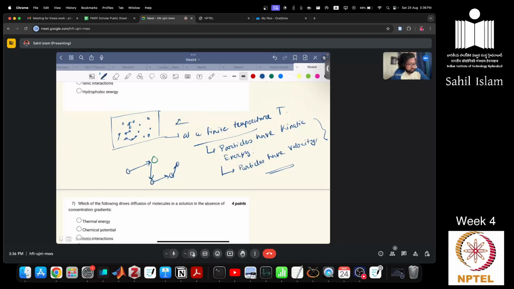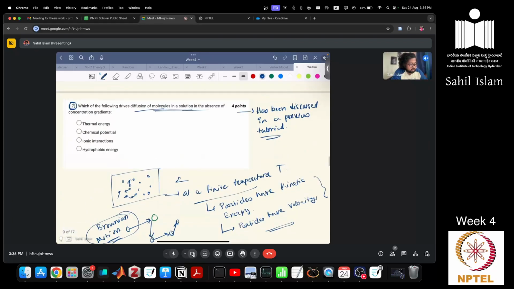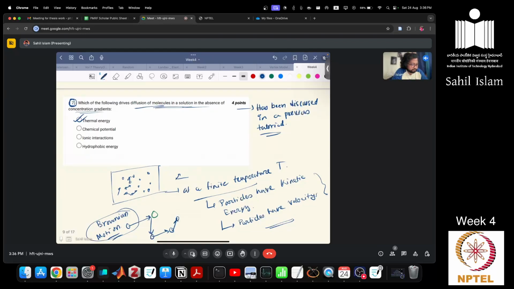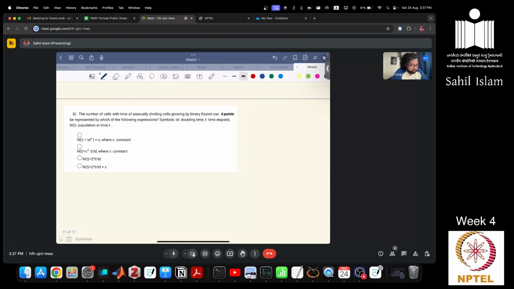This motion is called Brownian motion. This Brownian motion of particles leads to diffusion, even in the absence of gradients. So the correct answer will be thermal energy. So it is done. This also has been discussed.